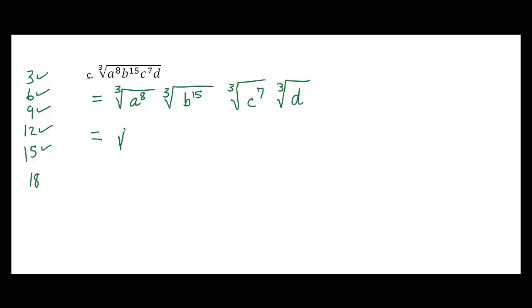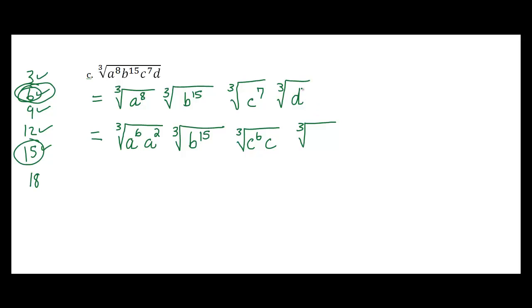With 8, the largest multiple of 3 that's less than 8 is 6. So I'm going to have a to the 6th power. I need 2 more to get back to 8. 6 plus 2 is 8. So I have that, times b to the 15th. Well, the largest multiple of 3, which is my index, that's less than or equal to 15 is 15. So this is actually perfect. I'm not going to take the perfect root yet. I'll come and take my perfect roots all at the same time. c to the 7th, well, my largest multiple of 3 that's less than 7, here we go, 6 again. So I have c to the 6th times c.